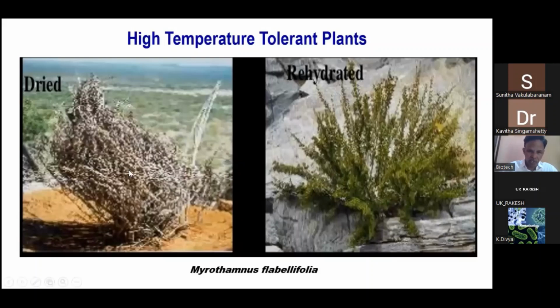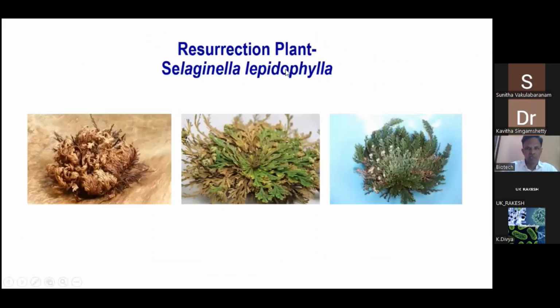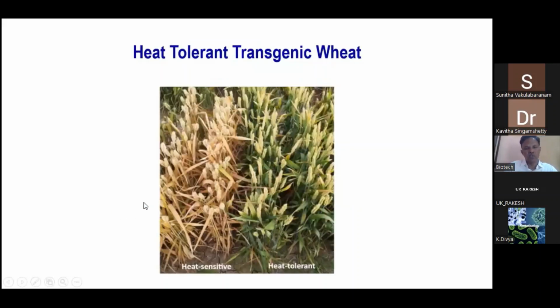They have collected genes from this plant called Myranthus flabellifolia. Also, they have collected a gene from Selaginella pteridophyta, and then they have isolated the gene, and this gene is introduced to crop plant. So we can get heat tolerant plants also. This is being worked out in case of wheat.